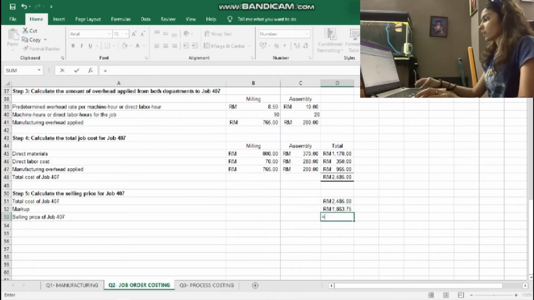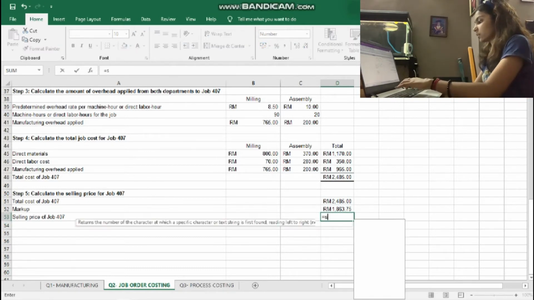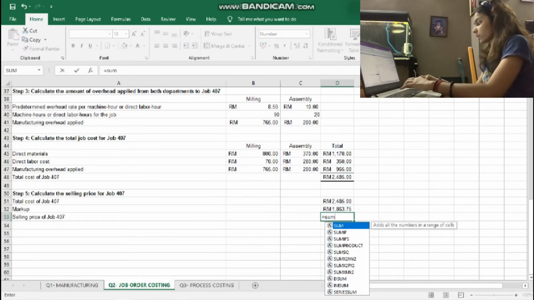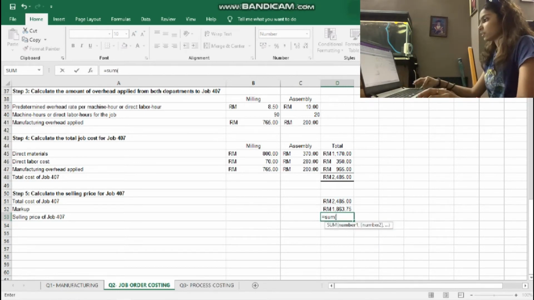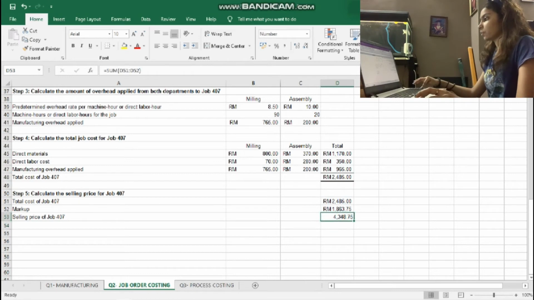So now we have to total up both of this. Sum equals sum bracket 2 of this. So we will get 4,348 ringgit and 75 cents. So that's it for question 2.